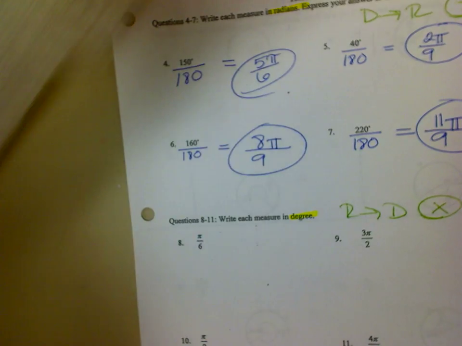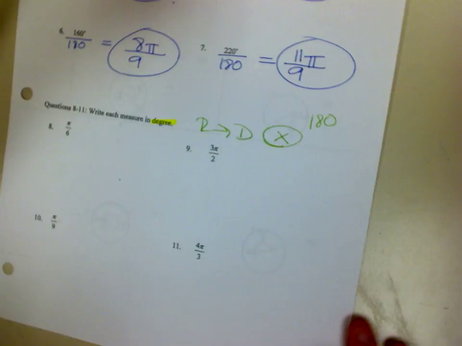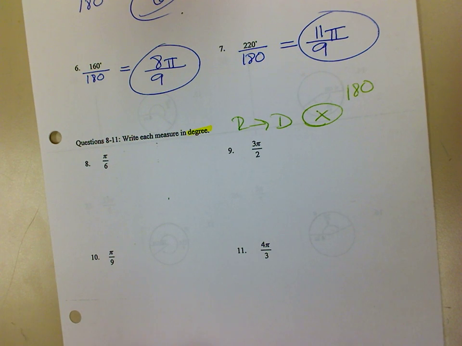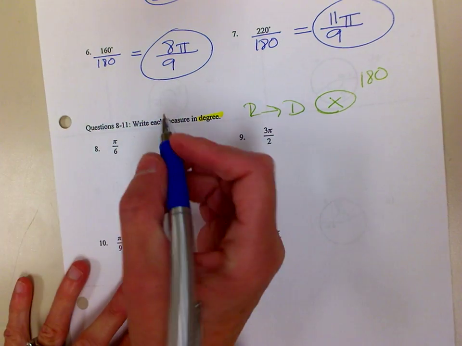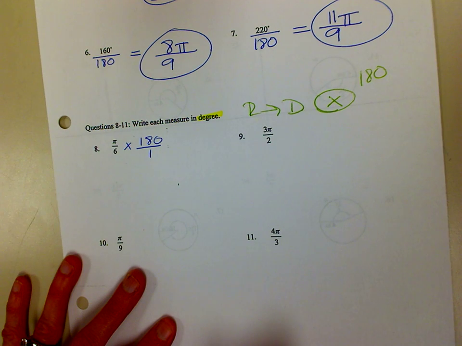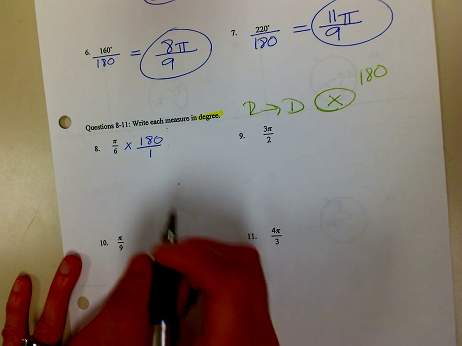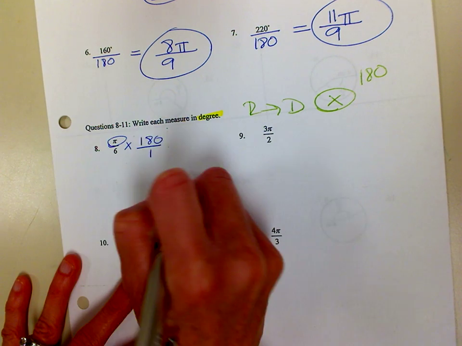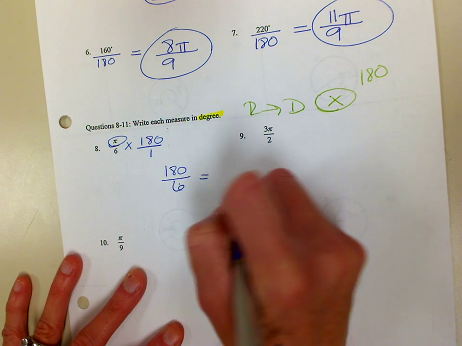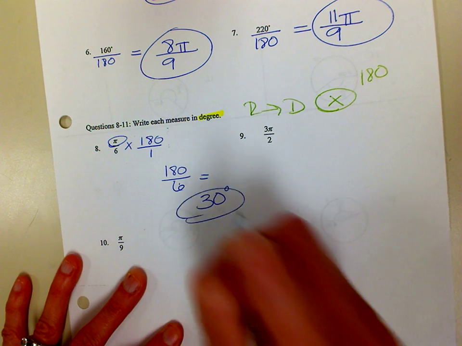So again, I have radians this time, and I want degrees. This is a little blurry too. So I'm going to ignore the pi this time because I don't want pi in my degrees. So I'm going to multiply by 180. When you multiply, you just multiply across, but again, I ignore the pi. So 180 divided by 6 turns out to be 30 degrees.